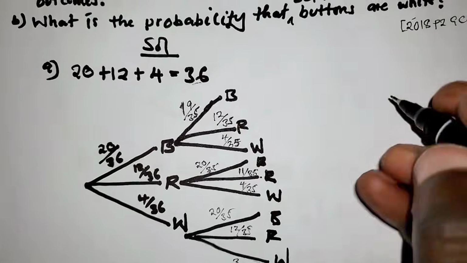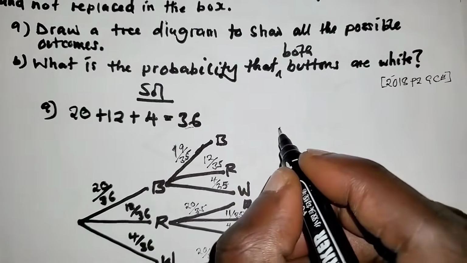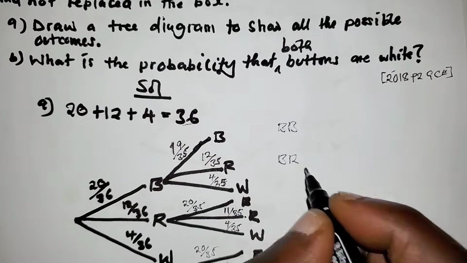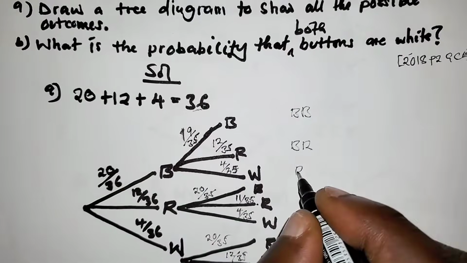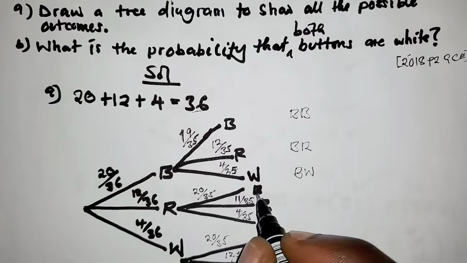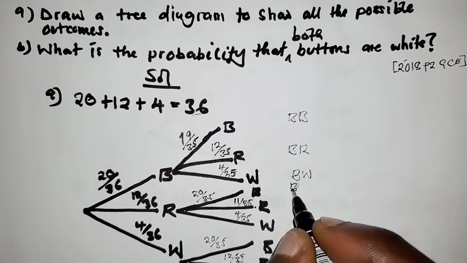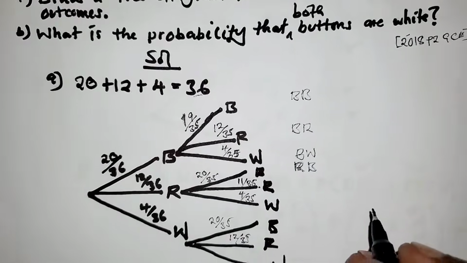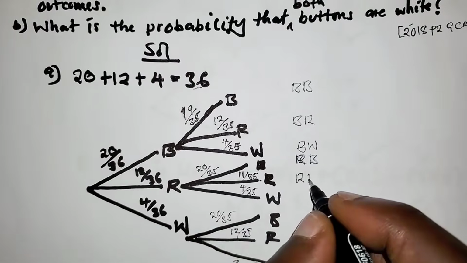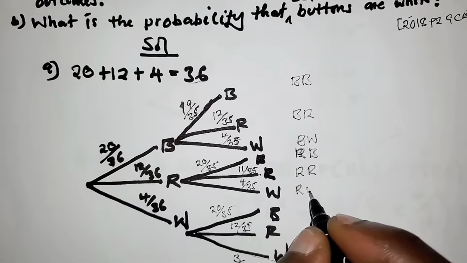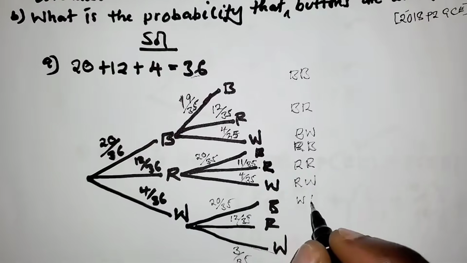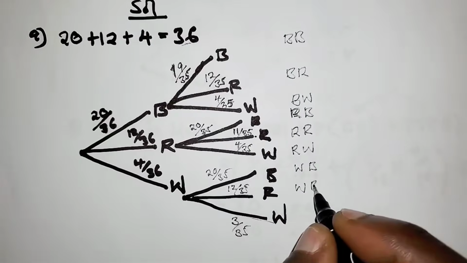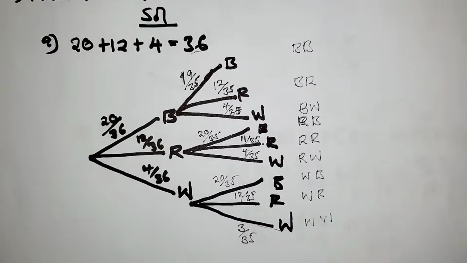So the outcomes here: we have black-black, black-red, black-white, then red-black, red-red, red-white, then white-black, white-red, then white-white. So this is the tree diagram.